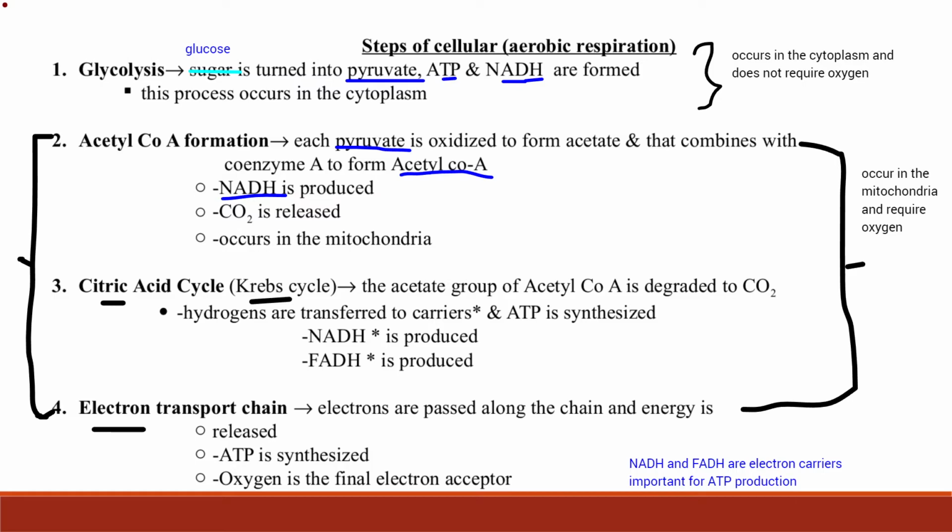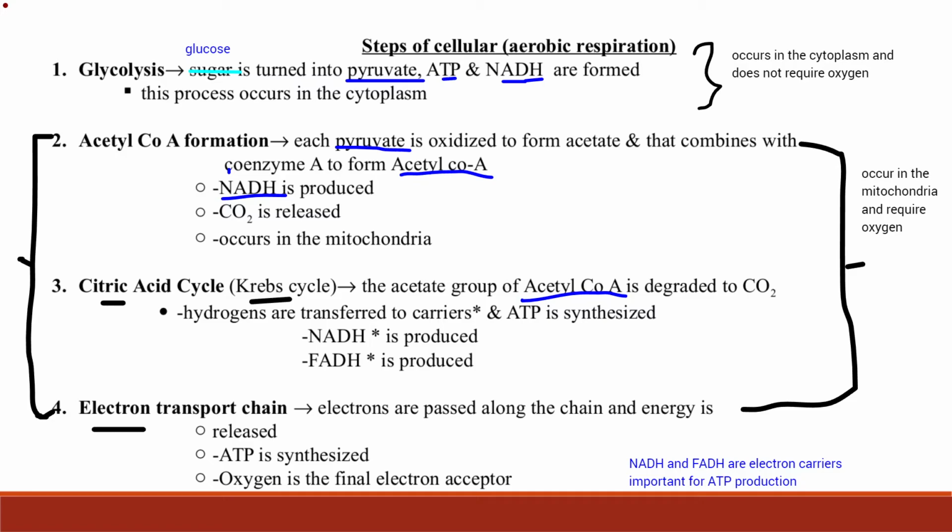So go back. Glycolysis, we started with glucose. We end with pyruvic acid, a little bit of ATP, a little bit of NADH. Then we go to our next step, which is acetyl-CoA formation. We start with that pyruvate that we ended the last step with. We form acetyl-CoA, a little bit of NADH. Then we go to our next step. What goes into our next step? The acetyl-CoA.